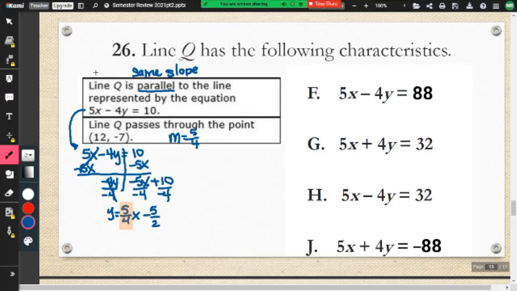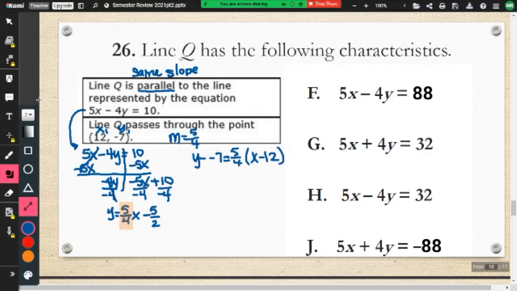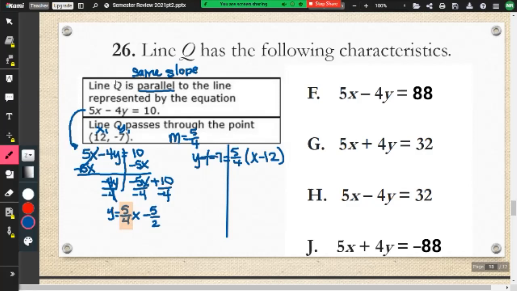But we have the slope, we have a point. What can we use? Point slope. So when I plug it into point slope form, I get y minus negative 7 equals 5 over 4 times x minus 12. That double negative changes to what? Changes to a positive. So I'm going to connect those.